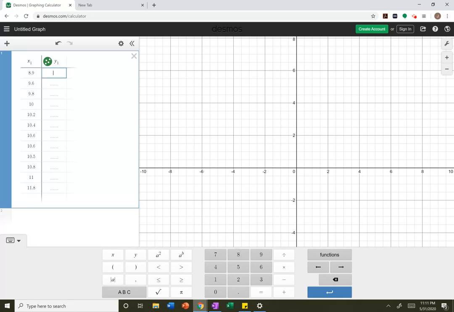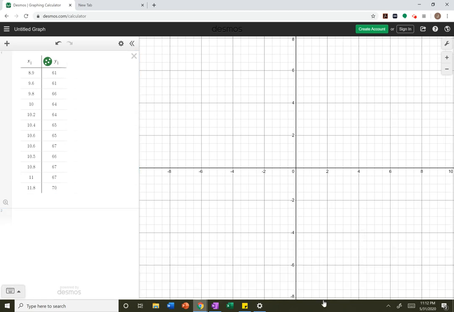So here we go. What are the heights of these women? 61, 61 again, 66, 64, another 64, 65, 65, 67. Whoa, careful, 67. 66, 67 again. It's a popular number. There we go. One day I'll get it right. 67. Come on, Sparky. 67, 67, and 70.